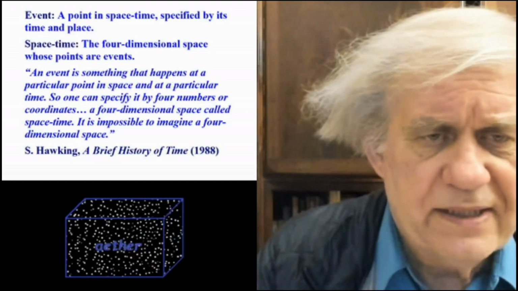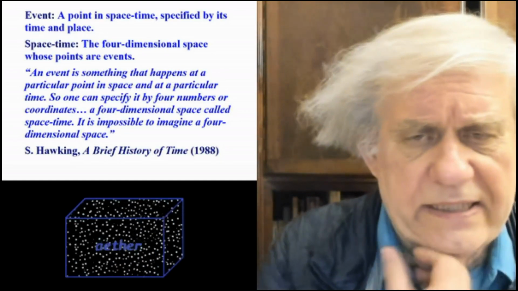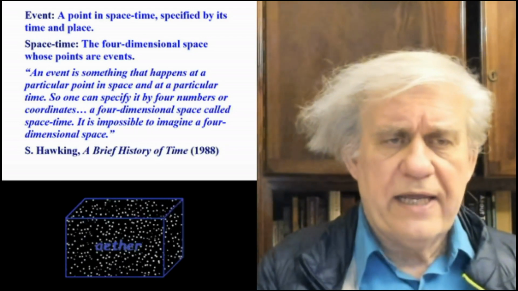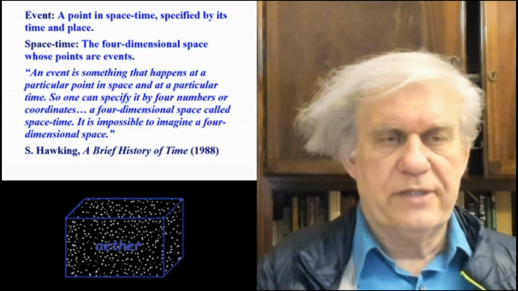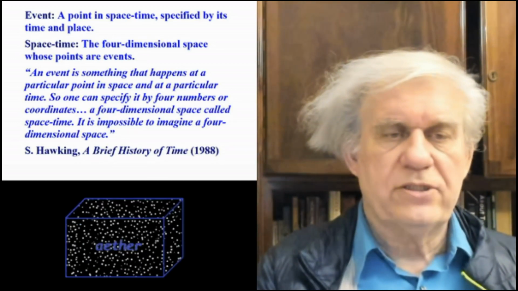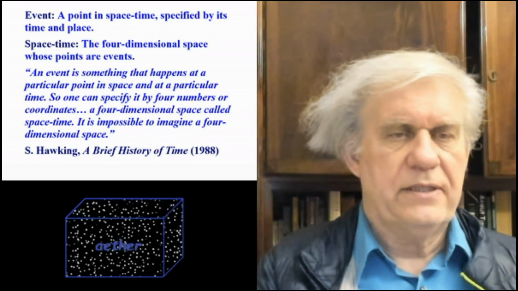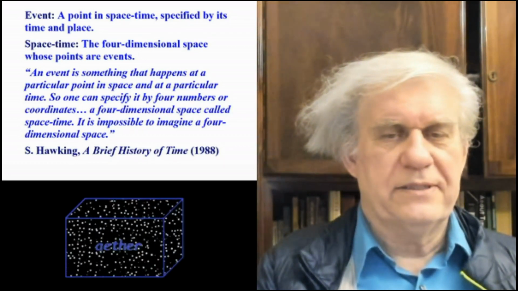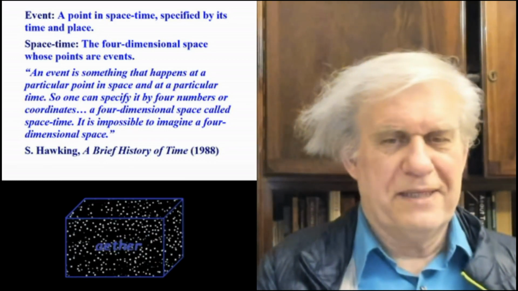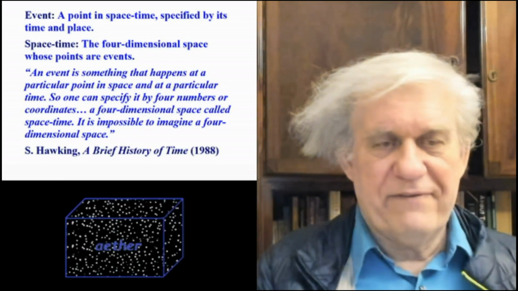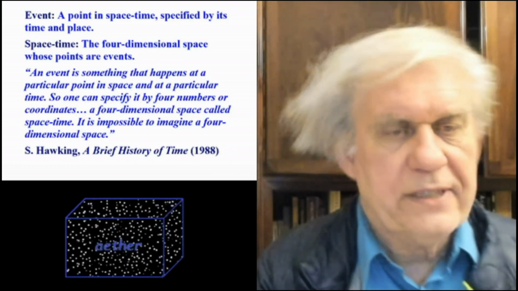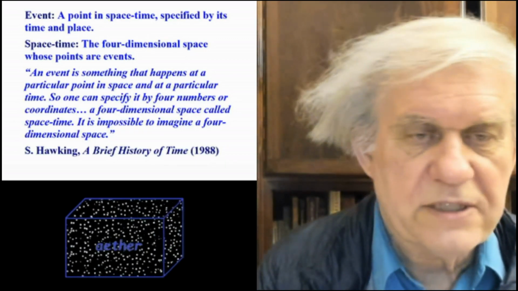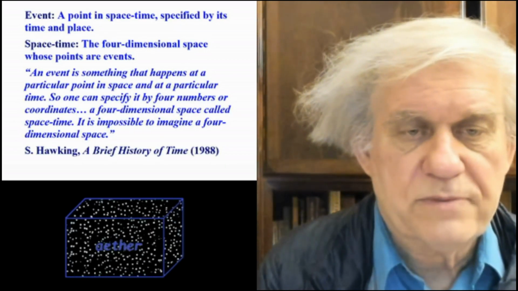Okay, what really is space-time? Let's find out. Here we have it, again from Mr. Stephen Hawking. Event: a point in space-time, specified by its time and place. That's in his glossary. Space-time: the four-dimensional space whose points are events. So an event is a point in space-time, and space-time is a bunch of points. And what is an event? This is in the body of his book, A Brief History of Time. An event is something that happens at a particular point in space and at a particular time. So one can specify with four numbers or coordinates a four-dimensional space called space-time.